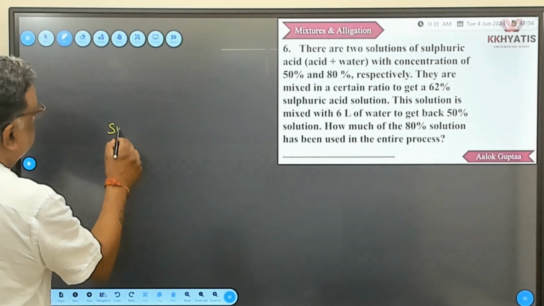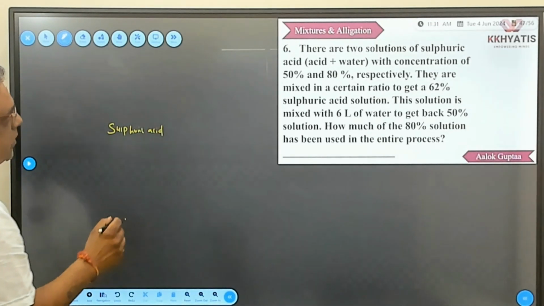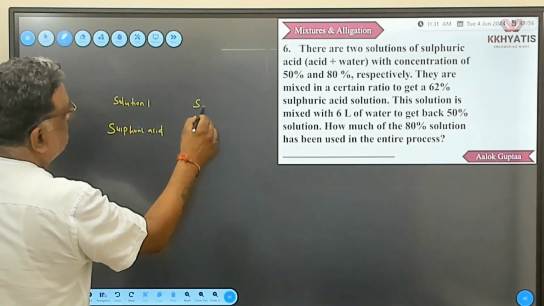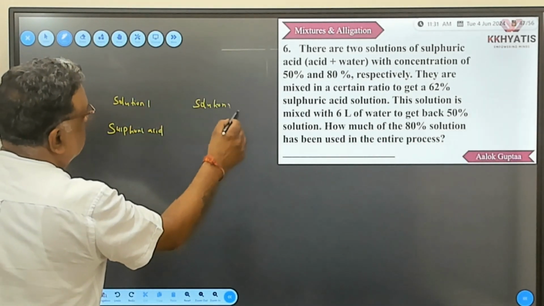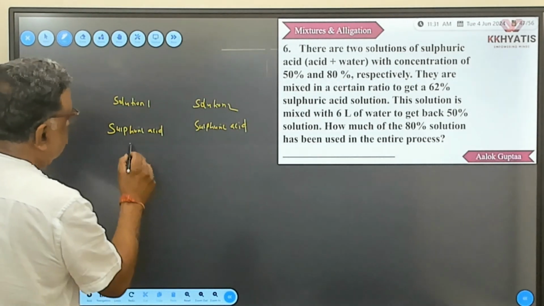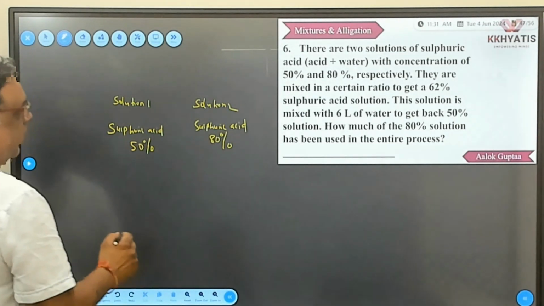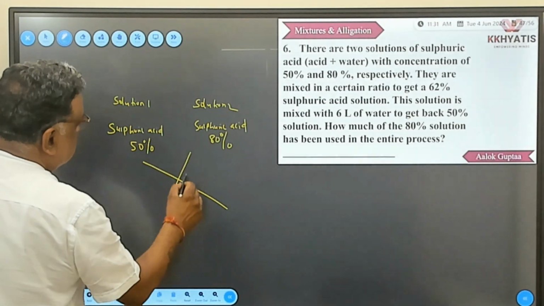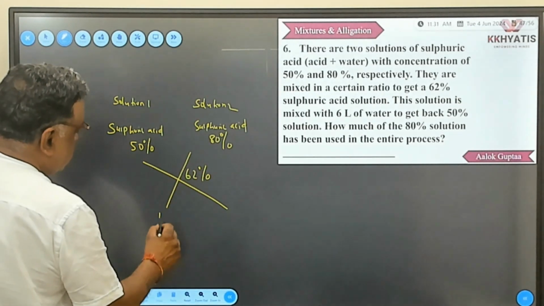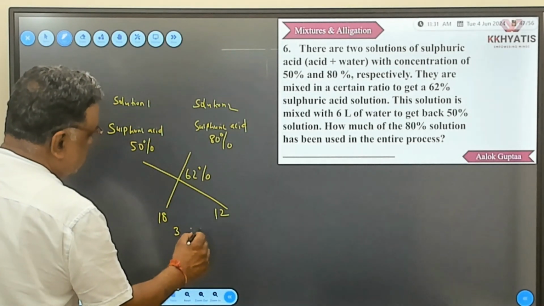So there is sulfuric acid in solution 1. I'll apply alligation on sulfuric acid, and there is solution 2 in which sulfuric acid, so this is 50%, this is 80%, and then when I mixed it I got 62%. So if I apply alligation, this is 18 and this is 12, which means they must have been mixed in the ratio 3:2.